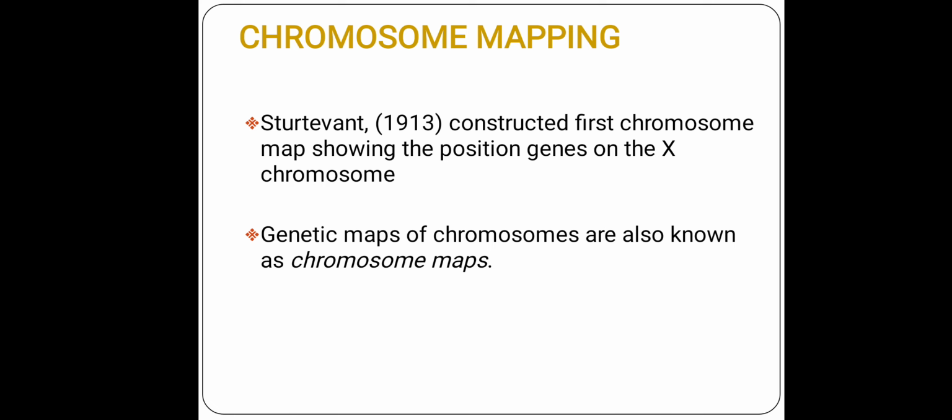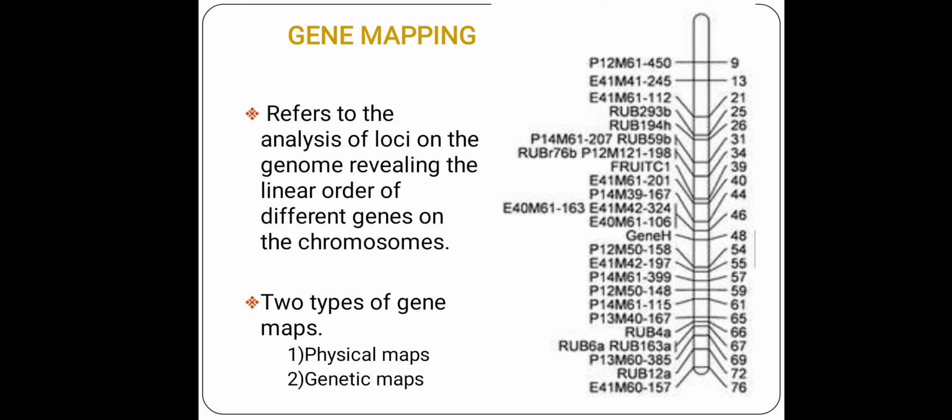Chromosome mapping means the location of the genes on a chromosome. The map showing the position of genes on the X chromosome was first constructed by Sturtevant. Genetic maps of the chromosomes are also known as chromosome maps. Gene mapping refers to the analysis of loci, or positions on the genome, revealing the linear order of different genes on the chromosomes. There are two types of gene maps, physical maps and genetic maps.